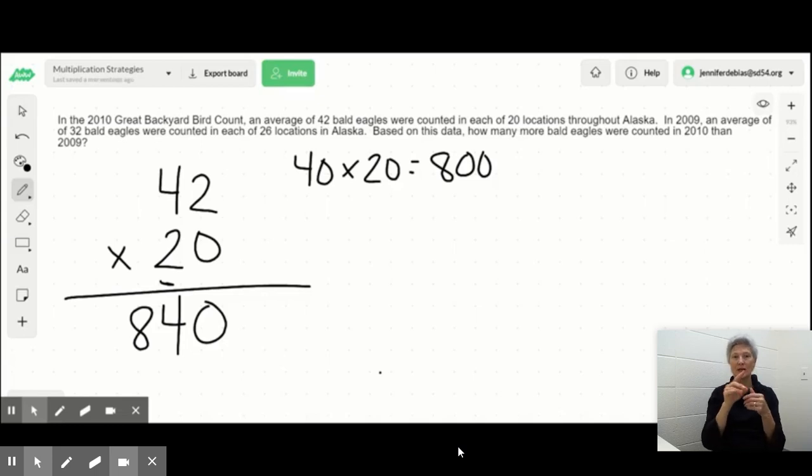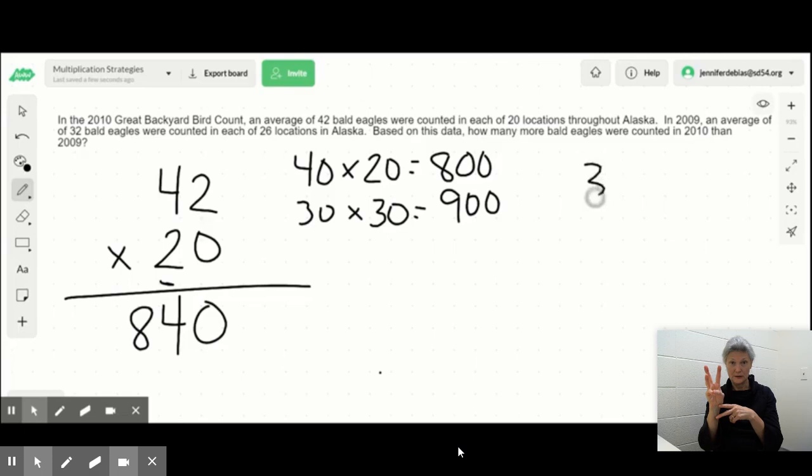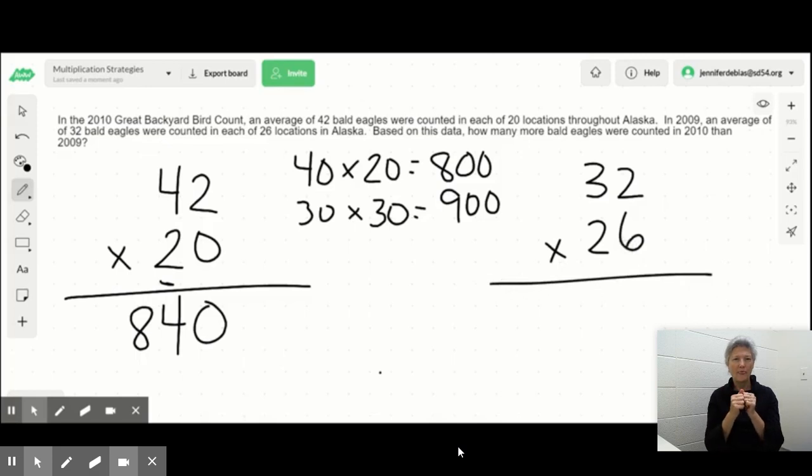So in 2009, I need to find the total number of bald eagles. I'm going to make my estimate first, and I see 32 bald eagles in 26 locations. So I'm going to round 32 to 30. I'm going to round 26 to 30, and I get 900. Okay, so now we're going to do 32 times 26. Do that over here. I'm actually going to solve this one with the standard algorithm.